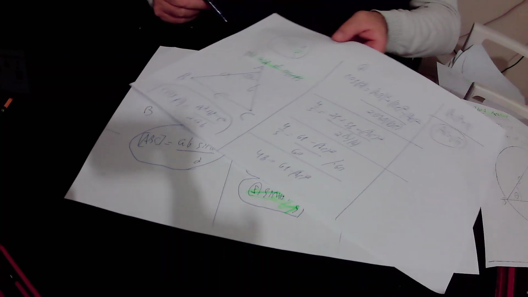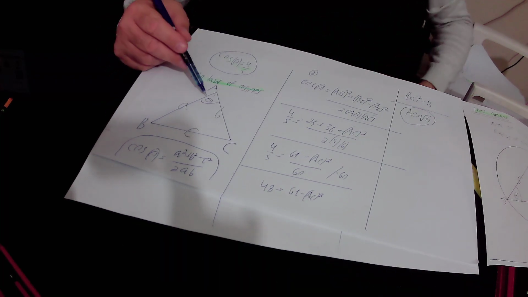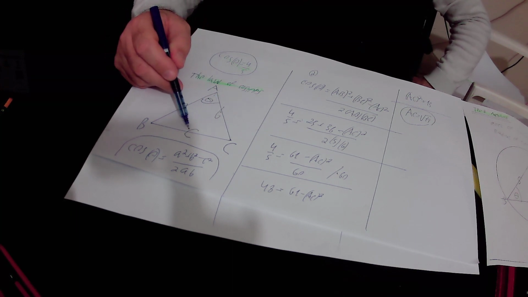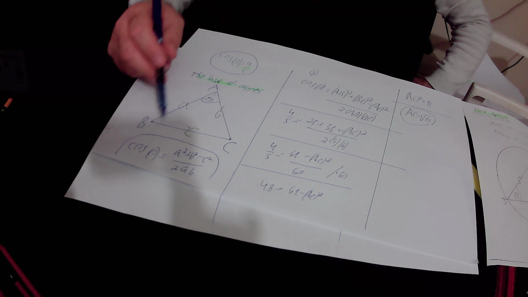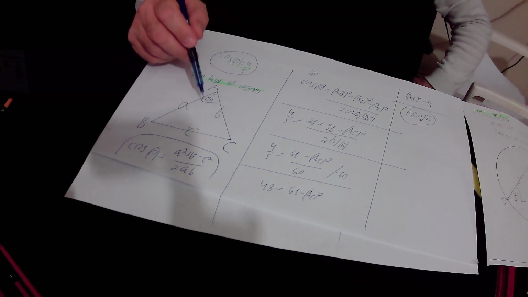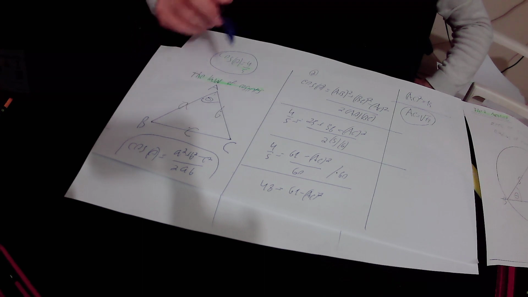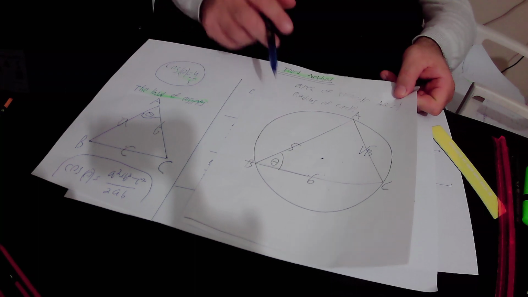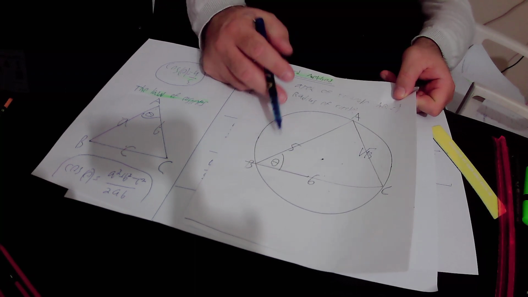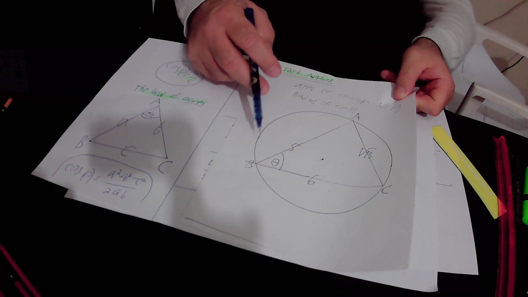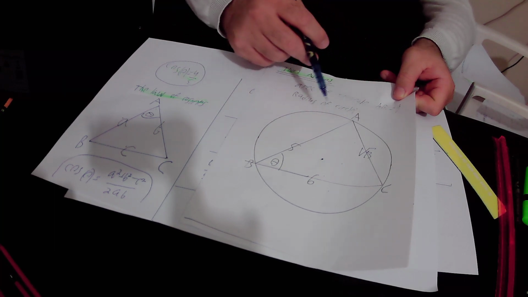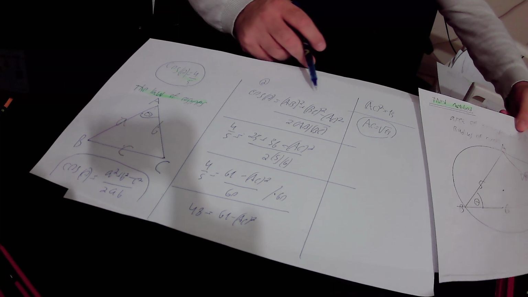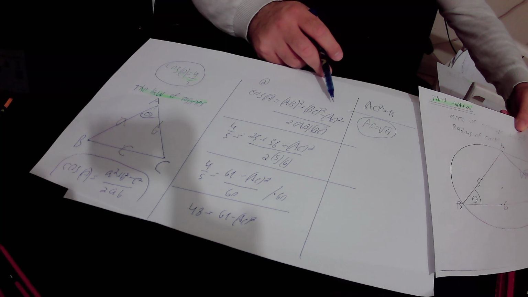Then according to the law of cosines, we get that cosine theta, this is angle theta, equals A squared plus B squared minus C squared over 2 times A times B. Again, cosine theta equals A squared plus B squared minus C squared over 2 times A times B. Implemented the law of cosines in our triangle ABC, according to the law of cosines, we get that cosine theta equals AB squared plus BC squared minus AC squared over 2 times AB times BC.